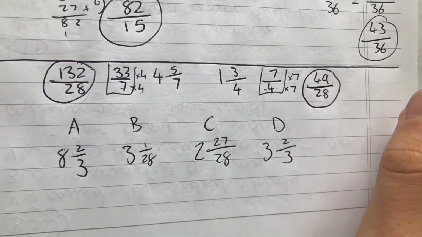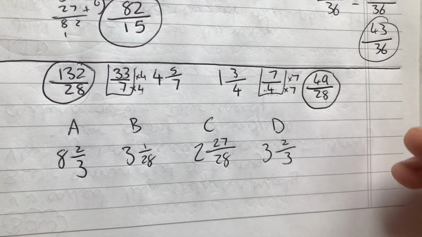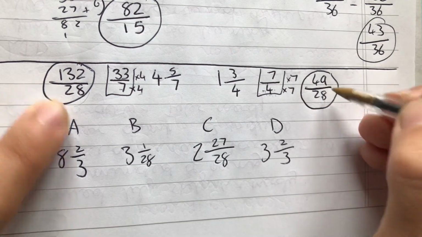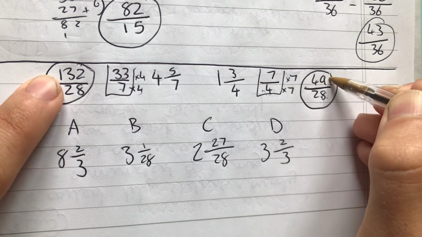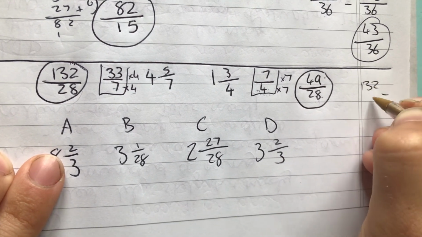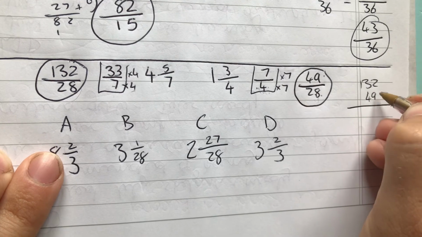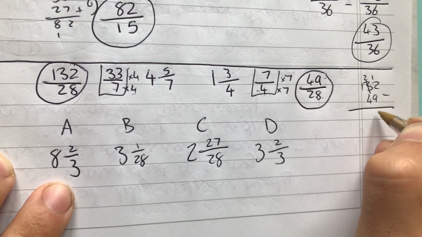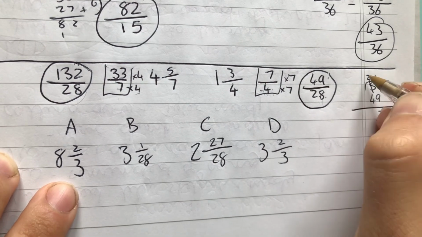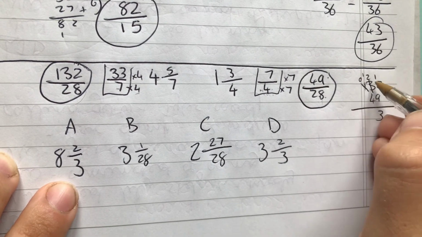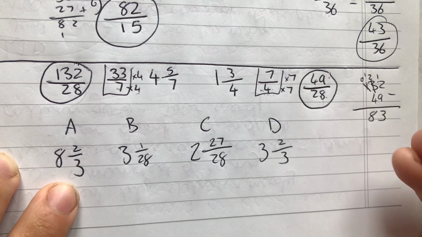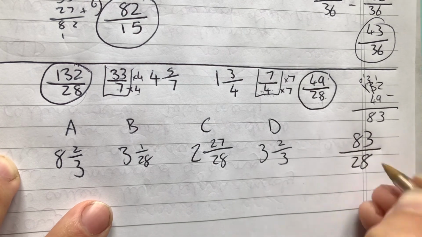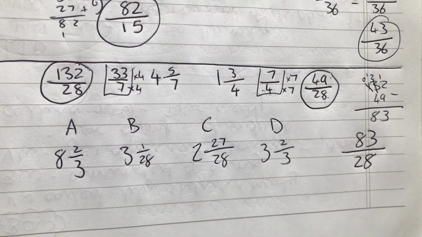You should know how you find the difference. The difference just means the gap between. So if you take away 132 from 49, which you can do because you've got the same denominators, 132 take away 49, you're going to find the difference here. 2 take away 9, can't do, so let's steal. 12 take away 9 is going to be 3. 2 take away 4 you also can't do, so we're going to steal again. 12 take away 4 is 8. 83. So, there is a difference of 83 28ths.